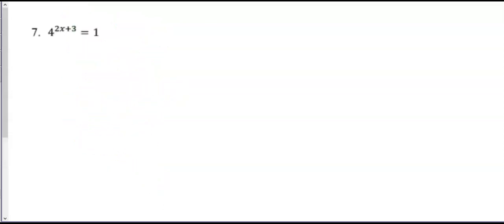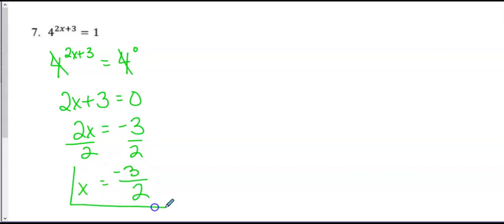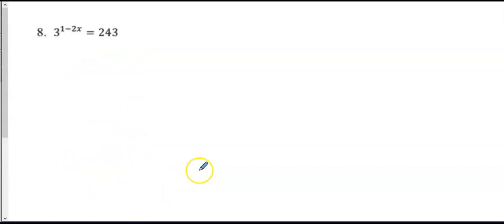All right, number 7. Again, I have 2 different bases, but I recognize one as 4 to the 0 power, so I can change this right side to 4 to the 0 power and then cancel out the bases and set my exponents up equal to each other. X equals negative 3/2.